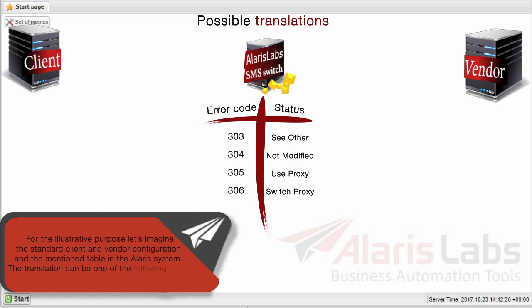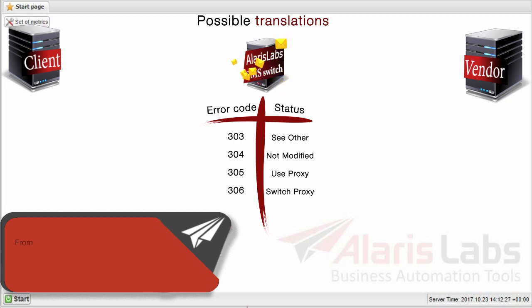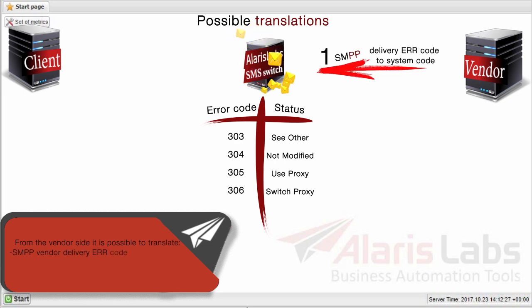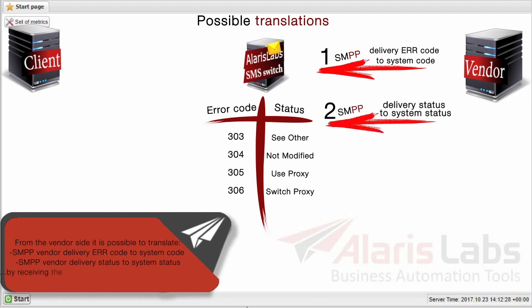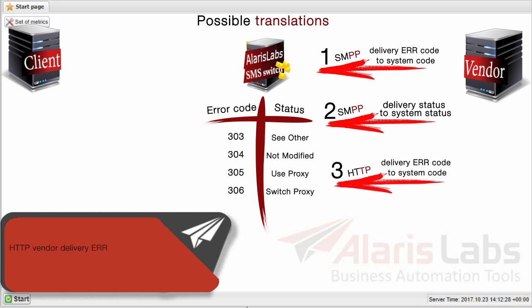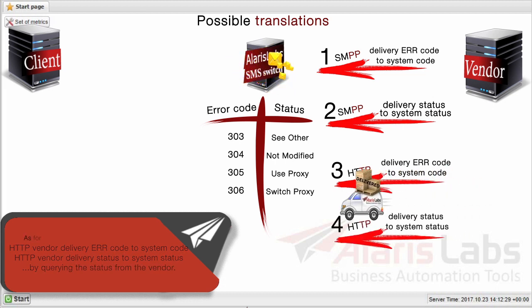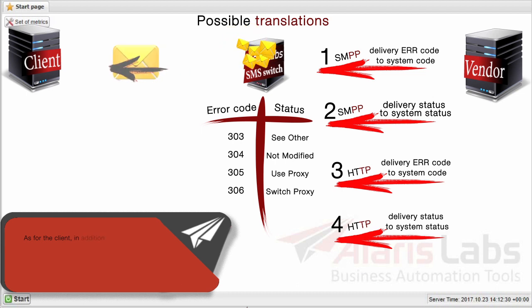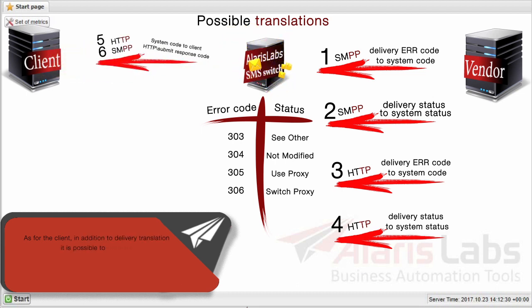The translation can be one of the following types. From the vendor side, it is possible to translate SMTP vendor delivery error code to the system code, SMTP vendor delivery status to the system status, by receiving the delivery packet from the vendor, and HTTP vendor delivery error code to the system code, HTTP vendor delivery status to the system status, by querying the status from the vendor. As for the client, in addition to delivery translation, it is possible to translate system code to the client HTTP and submit response code.